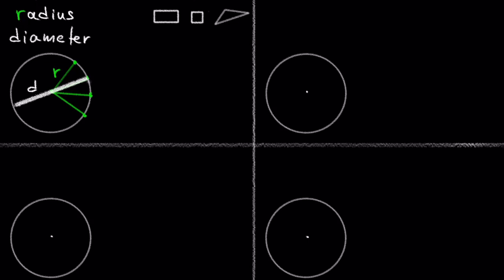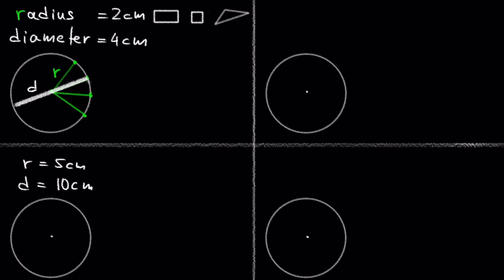So let's say we have a circle with a radius of 2 centimeters. Then the diameter of this circle is 2 times 2, which is 4 centimeters. Let's say we have a circle with a radius of 5 centimeters. Then the diameter of this circle is 2 times 5, which is 10 centimeters.